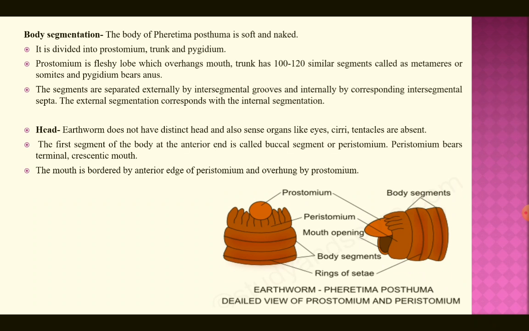Now, the earthworm does not have any distinct head, and sense organs like eyes, cirri and tentacles are all absent. The first segment of the body at the anterior end is called the buccal segment or the peristomium, which bears a terminal crescent shaped mouth. The mouth is bordered by the anterior edge of the peristomium, and it is overhung by the prostomium.